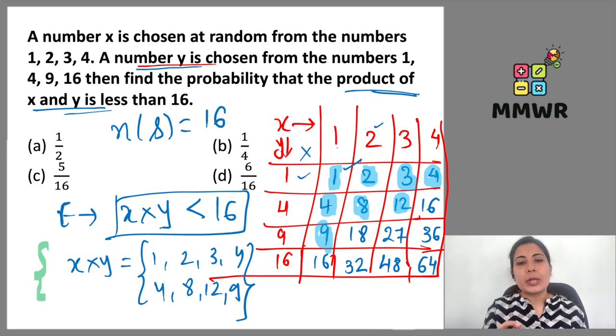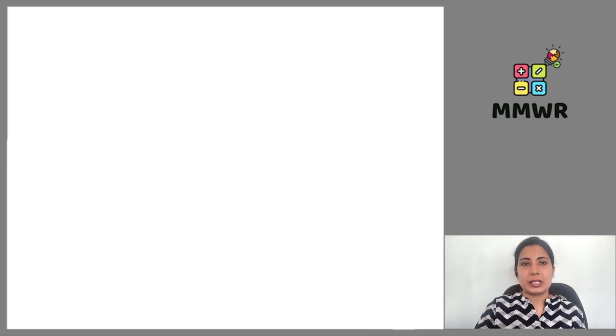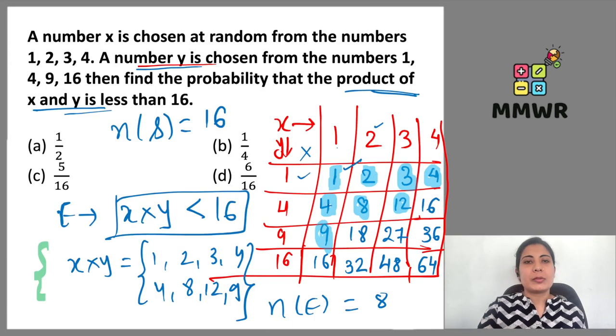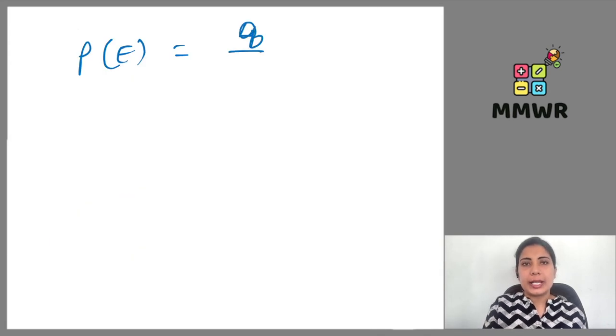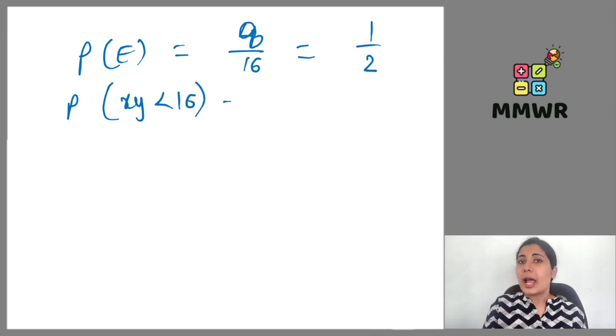The x multiplied by y value can be 1, 2, 3, 4, 4, 8, 12, 9. We have to repeat this because it is a result. It is not showing repetition, it is showing counting, that 4 has a chance of appearing 2 times. So 1, 2, 3, 4, 5, 6, 7, 8. Number of favorable outcomes: a total of 8 out of 16. So the probability for the event is 8 upon 16, that means 1 by 2. We can write it this way: the product of the numbers should be less than 16, and for that we get the probability 1 by 2.